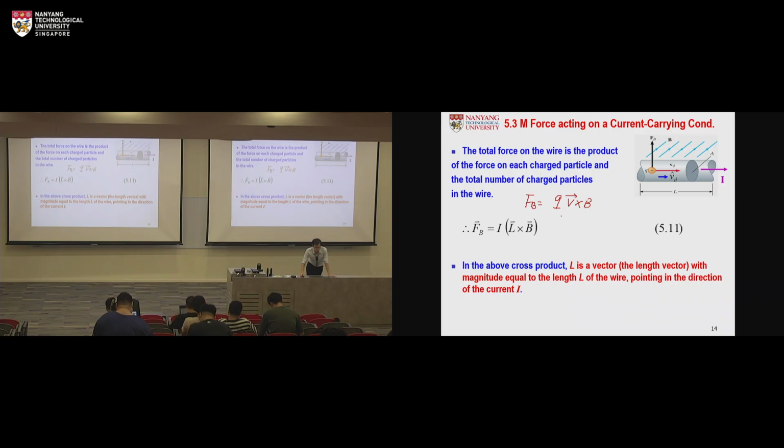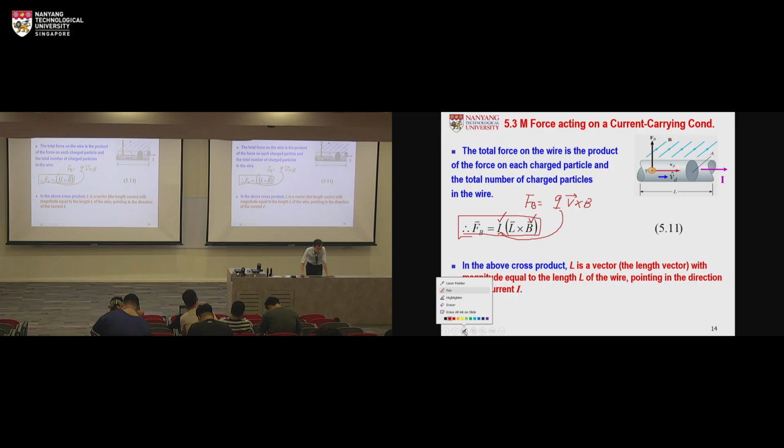But of course, one more step you need to do is to build up the relation between Q and I. For this step, I will just skip it and instead give you the final formula. The F_B, the magnetic force on a current carrying conductor, equals I L cross B. And I, of course, is just the magnitude of the current, B the same.